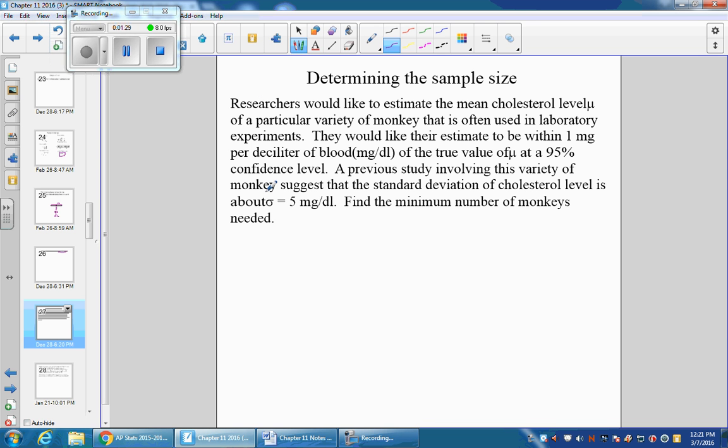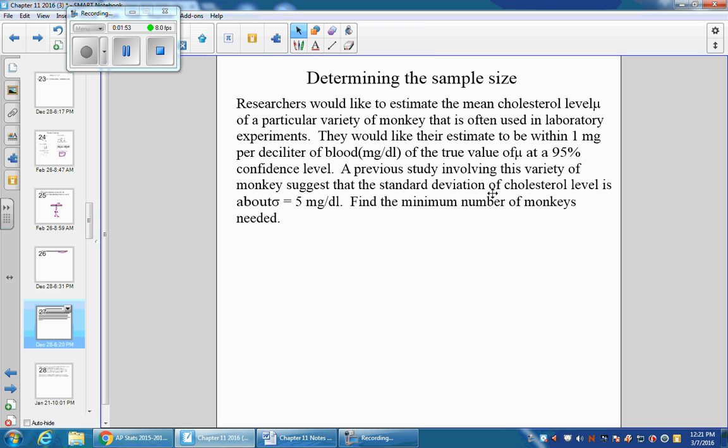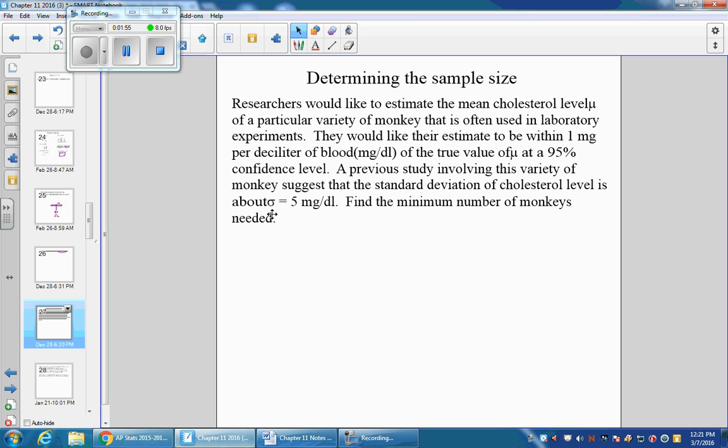Here's one. Researchers would like to estimate the mean cholesterol level of a particular variety of monkey that is used in laboratory experiments. They would like the estimate to be within 1 milligram per deciliter of blood of the true value of mean mu for a 95% confidence level. A previous study involving a variety of monkey suggested the standard deviation for that set of monkeys is about 5 milligrams per deciliter. Find the minimum number of monkeys needed.